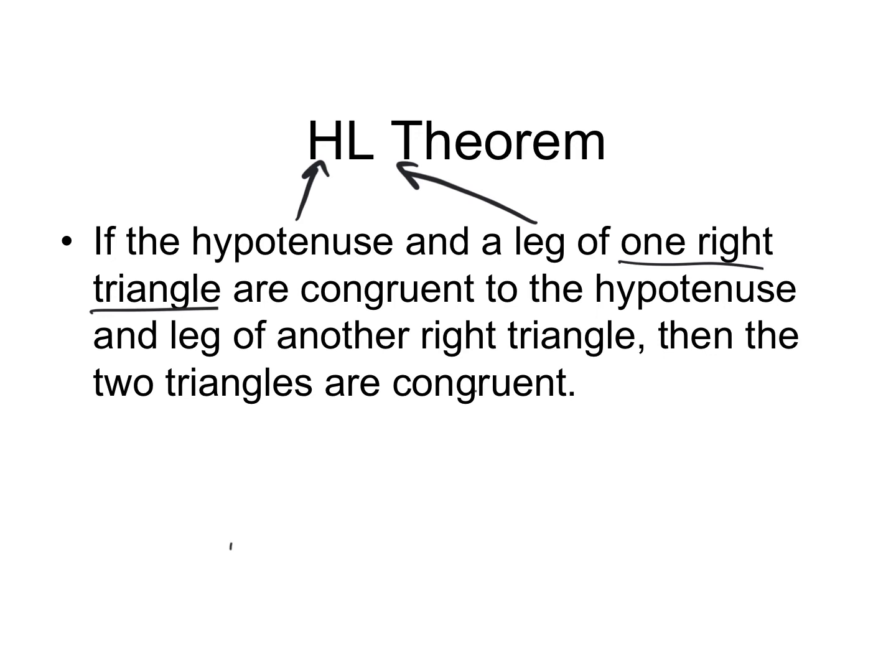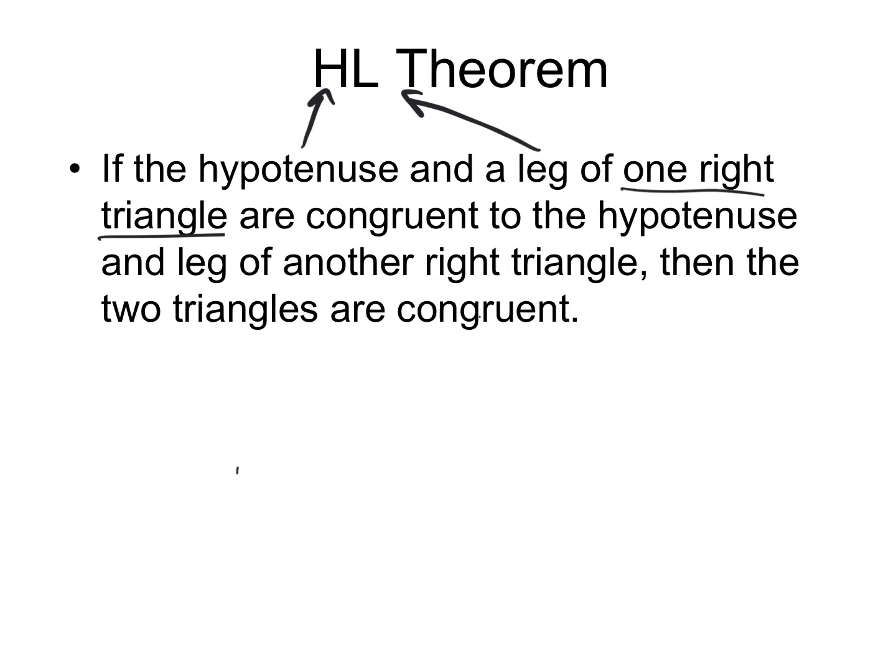And then once you've established that you have a right triangle, we're going to look to see if the hypotenuse and a leg of the right triangle is going to be congruent to the hypotenuse and leg of another right triangle. If they are, then we can state that the two triangles are congruent. So let me go ahead and draw two triangles here and show you where the markings could be located.